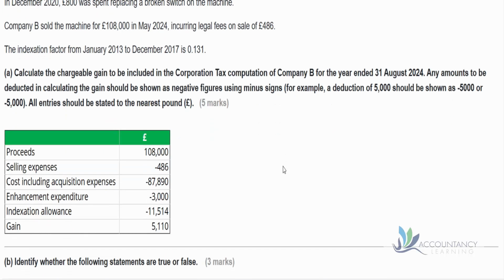So our gain calculation: we've got our proceeds, we take off the selling expenses, we take off the original cost, including any legal costs there as well. We take off any costs that improve the asset, and then we also deduct the indexation allowance based on the original cost and using the indexation factor they gave us in the question. So after all of those deductions, we have a gain of £5,110.